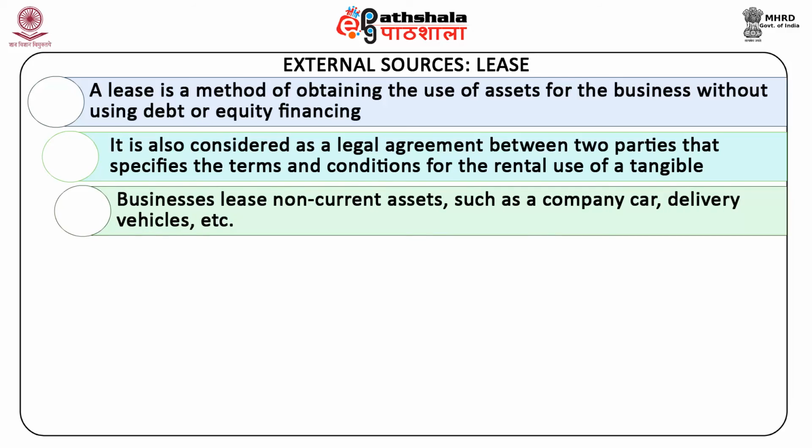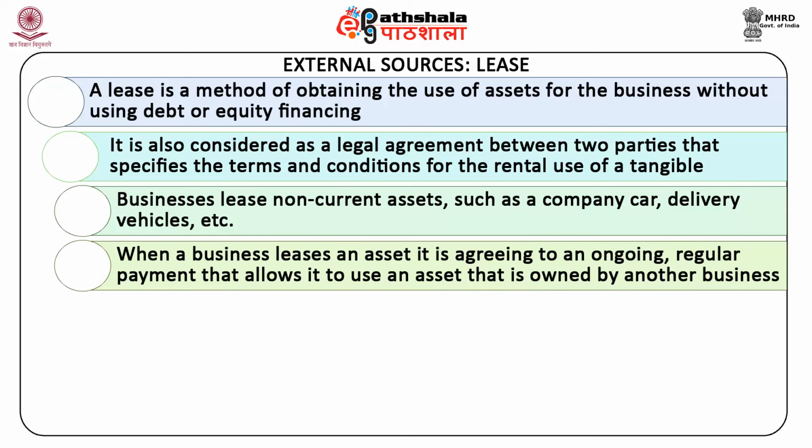Businesses lease non-current assets such as a company car, delivery vehicles, equipment, and office or factory space in return for payments to the owner. This reduces the cost of acquiring these assets as the business does not have to outlay the full value of the asset in one transaction. Instead, it rents the asset over an agreed period of time.